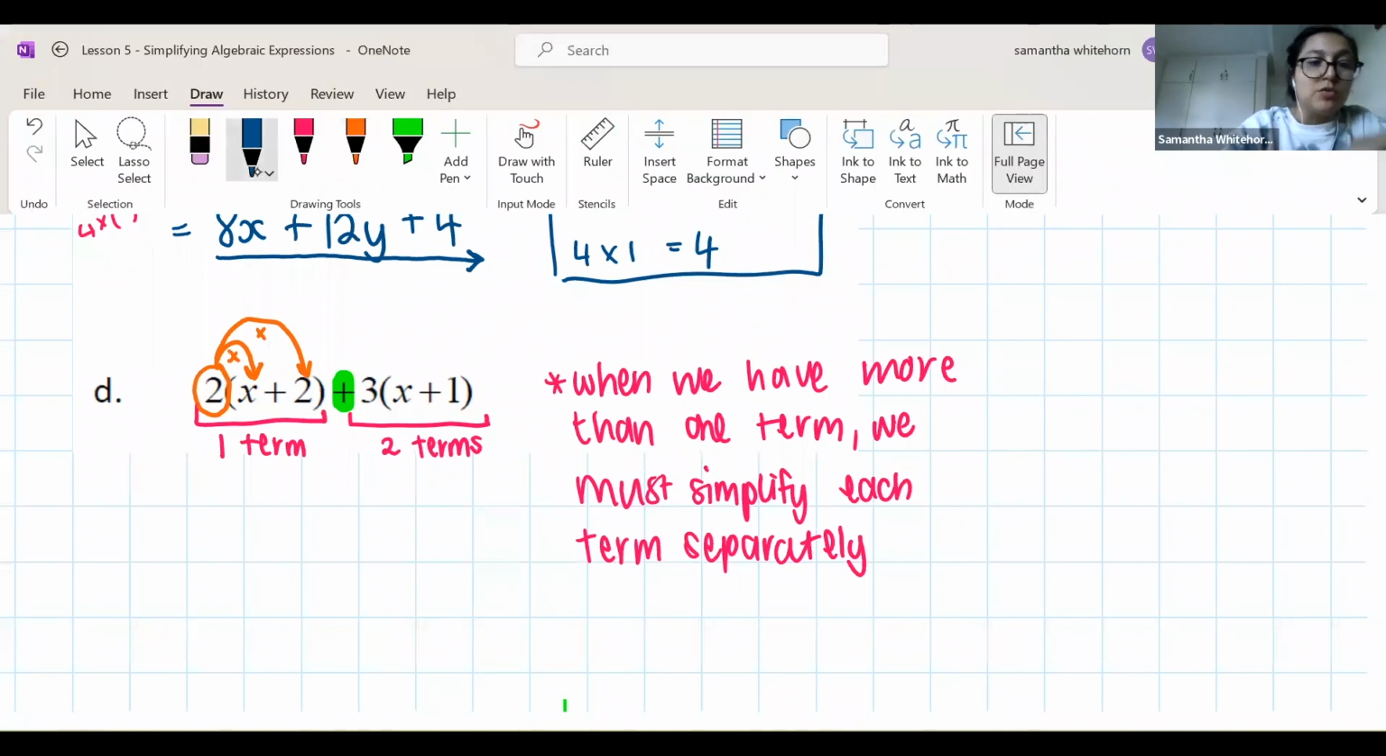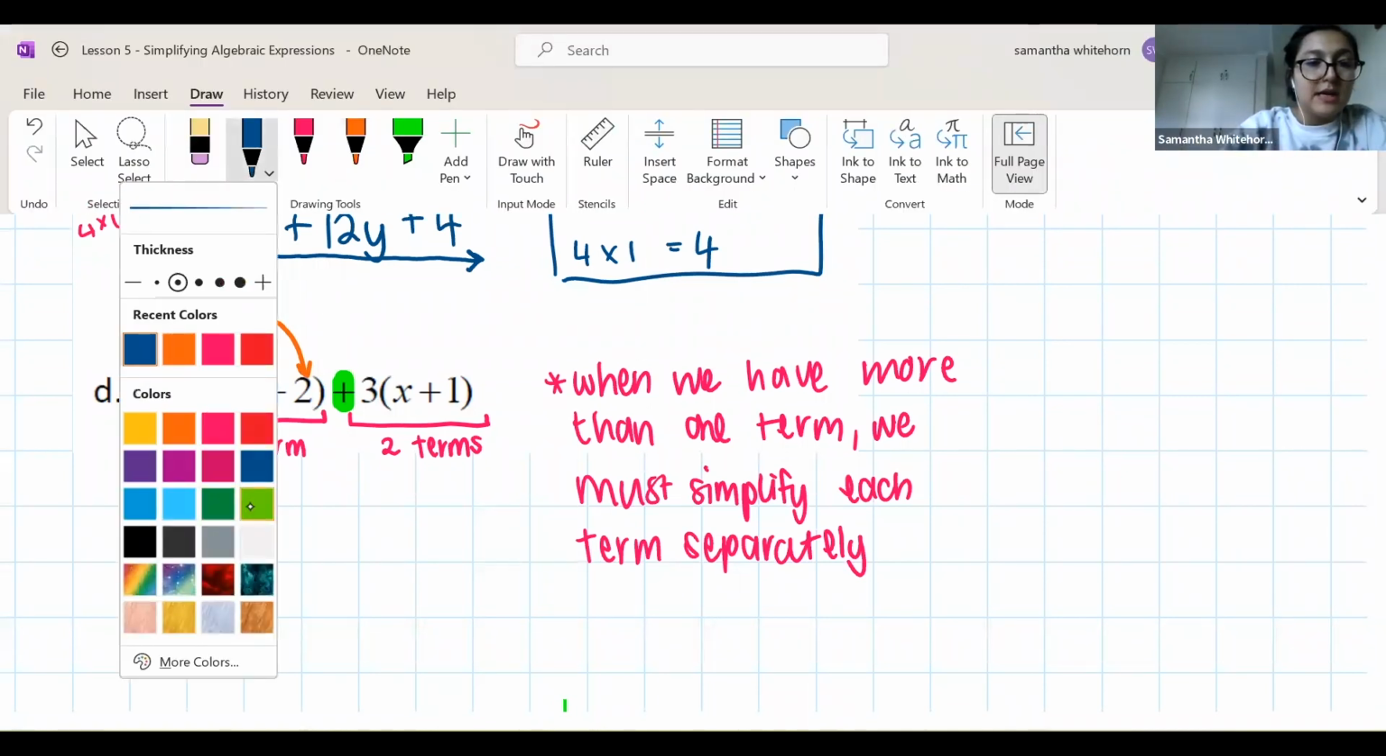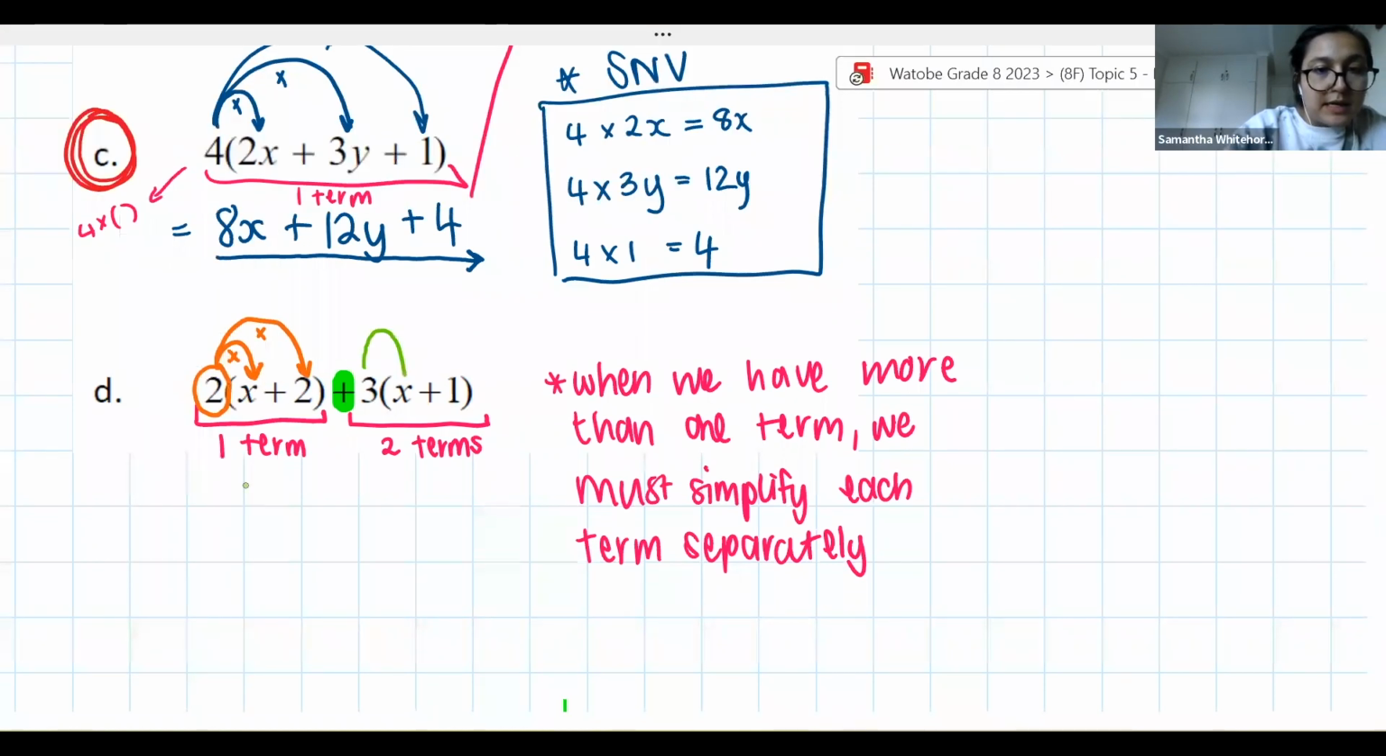In my second term, so completely separate from that, I then need to take this positive 3 and multiply it to the x and multiply it to the 1. They are separate terms. We deal with them separately. So we've got 2 separate multiplications that we need to do here. So that is what I want you to try first. I would just want you to multiply the 2 into the first bracket and the 3 into the second bracket.